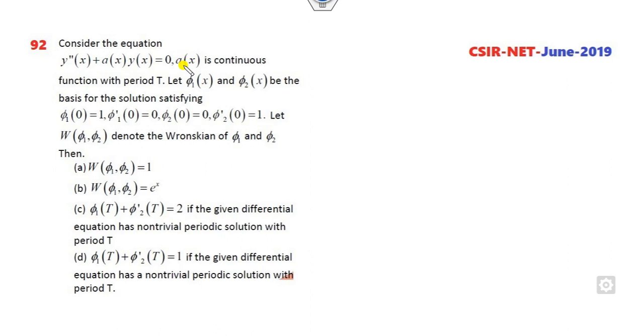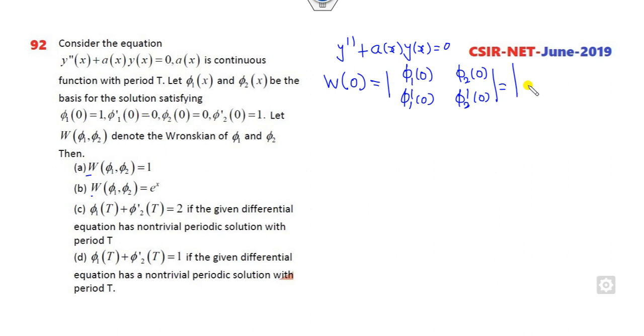Okay, again this is the function y double dash plus a x y of x is here. Phi 1, phi 2 are here, so we can firstly find the Wronskian at the point 0, because they are talking about the Wronskian. Phi 1 0, phi 2 0, phi 1 dash 0, phi 2 dash 0. So this is a 1, this is a 0, phi 1 dash 0 is 0, phi 2 dash 1. So the Wronskian at the point 0 is 1.